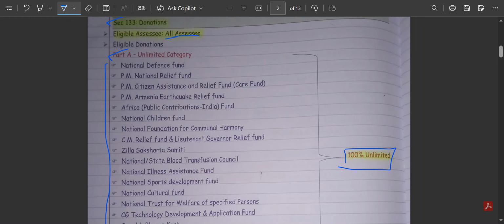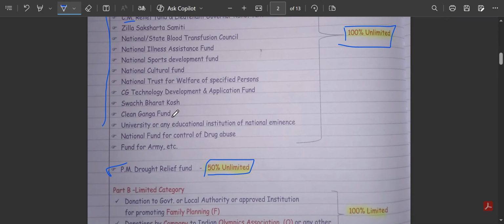Whatever amount we donate, we'll get 100% deduction on that amount. All these funds usually have either National in their name, or PM, or CM in their name, or they are like Clean Ganga Fund, Swachh Bharat Kosh, or Fund for Army. For these funds we'll get 100% unlimited deduction, no cap on deduction, on whatever amount we donate.